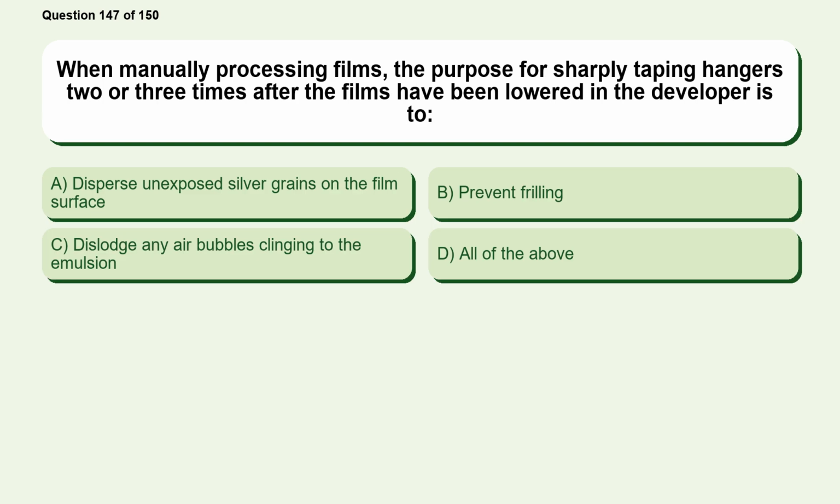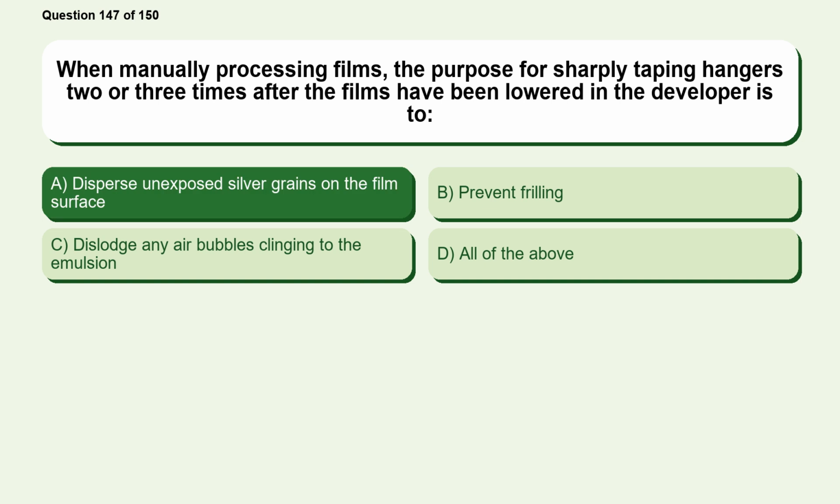Question 147. When manually processing films, the purpose for sharply tapping hangers 2 or 3 times after the films have been lowered in the developer is to: Option A, disperse unexposed silver grains on the film surface. Option B, prevent frilling. Option C, dislodge any air bubbles clinging to the emulsion. Option D, all of the above. The correct answer is option A, disperse unexposed silver grains on the film surface.